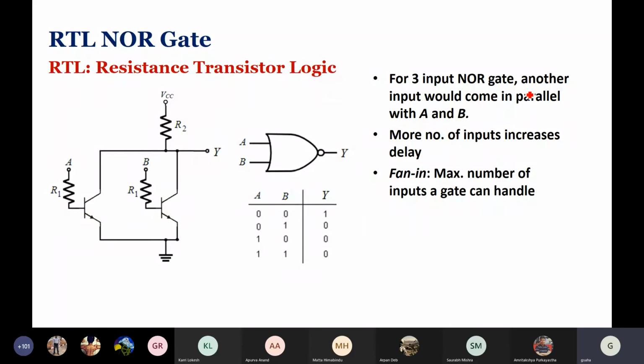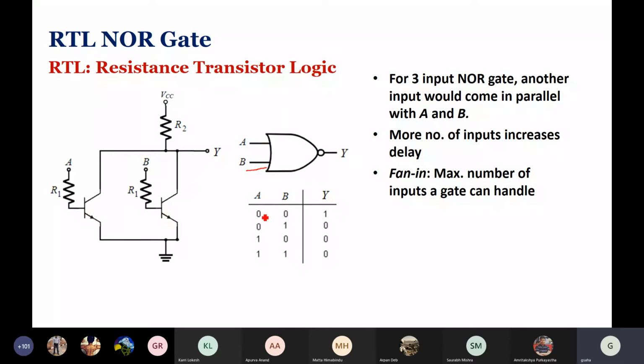Now, this is the 2 input case. We can have 3 such input cases also. So that will be a 3 input kind of stuff. Any one of them being high, the output will be low. And when all of them are low, then only the output will become high. So you can go on adding it, right?